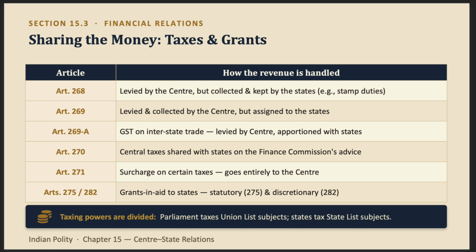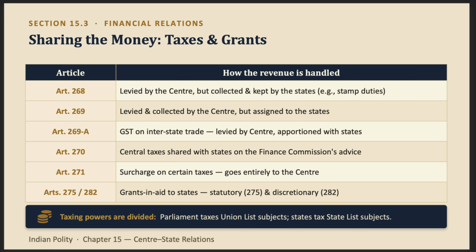And what if a state simply does not have the economic engine to survive, even with its share of the central taxes? Well, the Constitution provides a safety net through grants and aid. Article 275 mandates statutory grants from the center to states that are genuinely in need of financial assistance. Okay, statutory grants. And then Article 282 allows for discretionary grants, where both the center and states can allocate funds for any public purpose, which is often tied to implementing central welfare schemes.